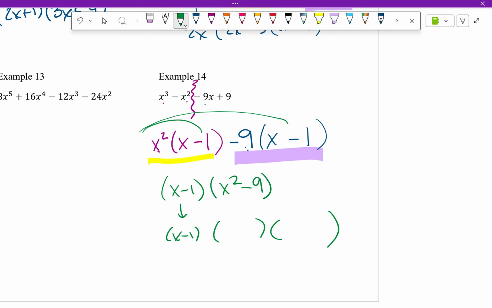So what's the square root of x squared? X. What's the square root of 9? 3. One plus and one negative. Okay? Any questions?